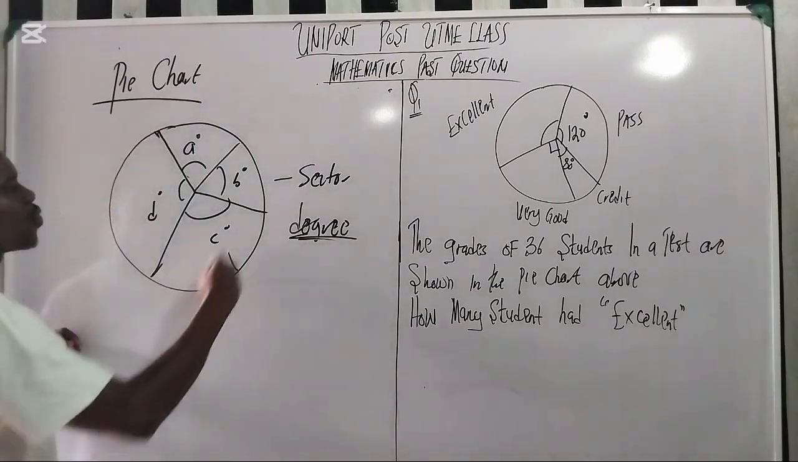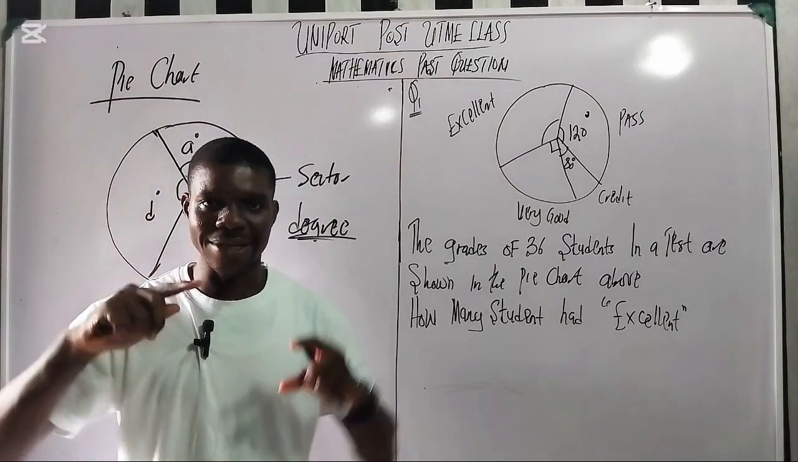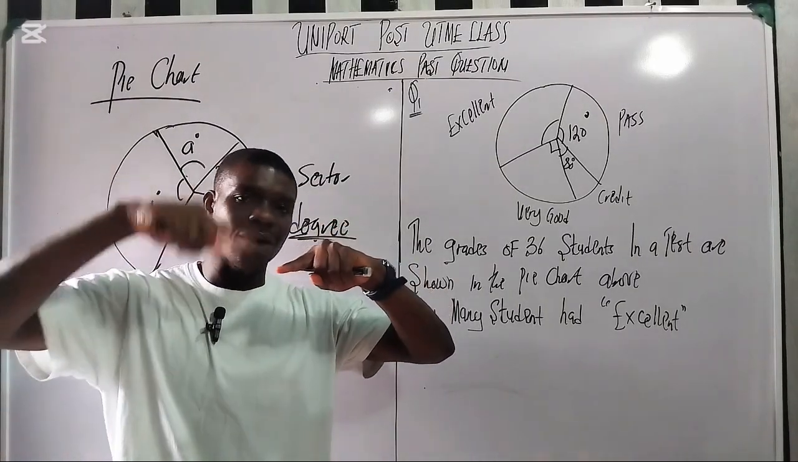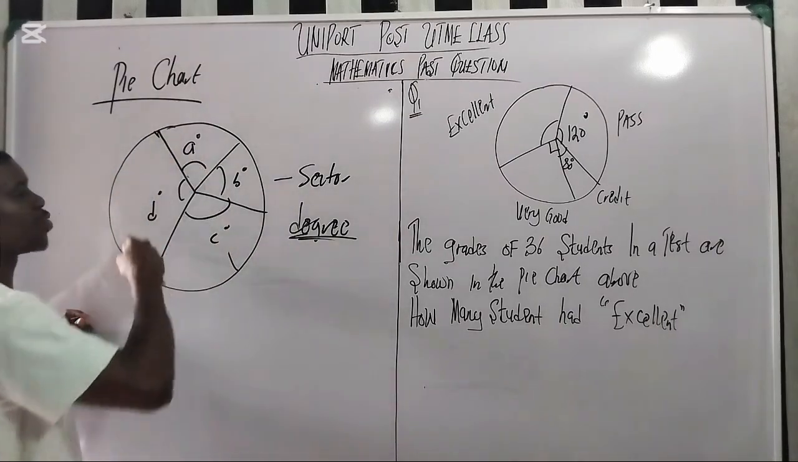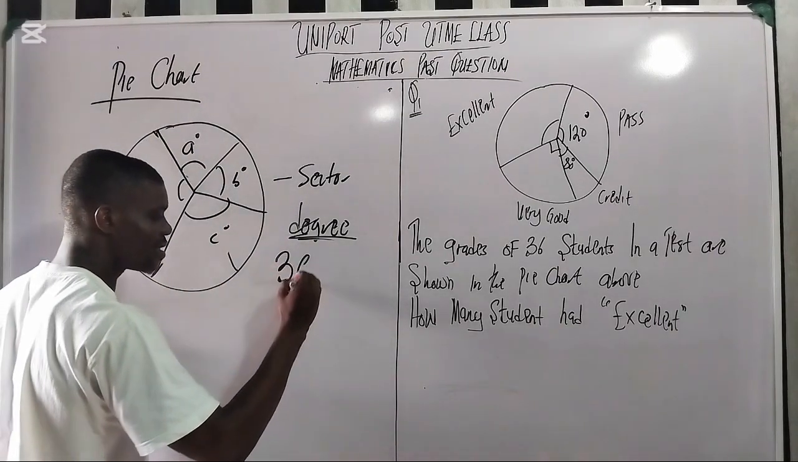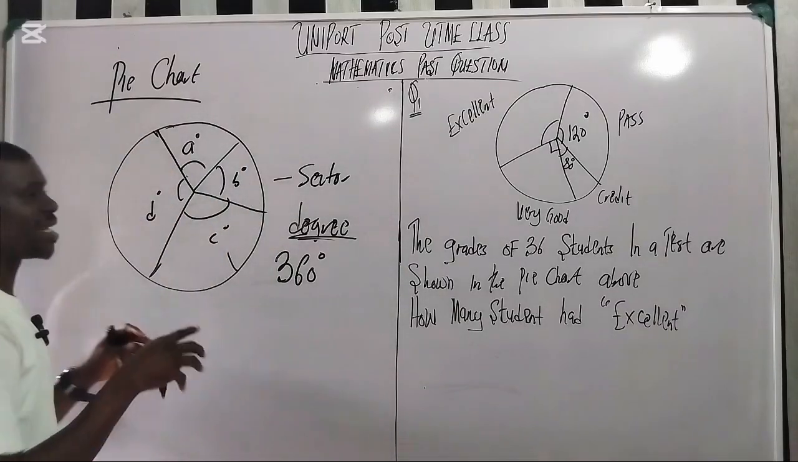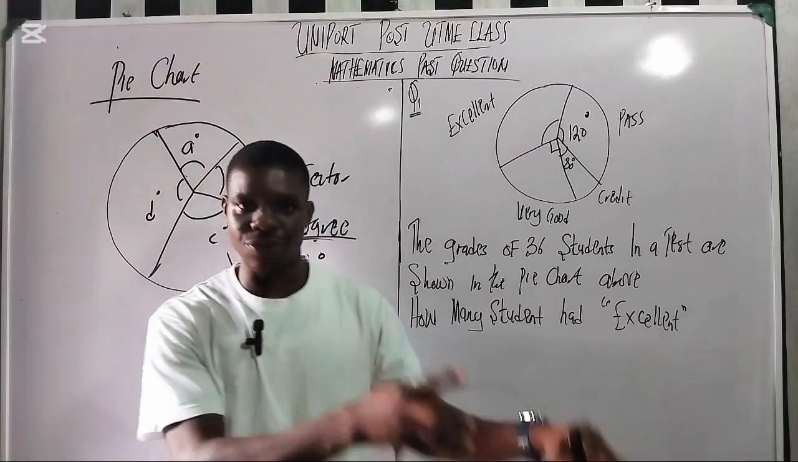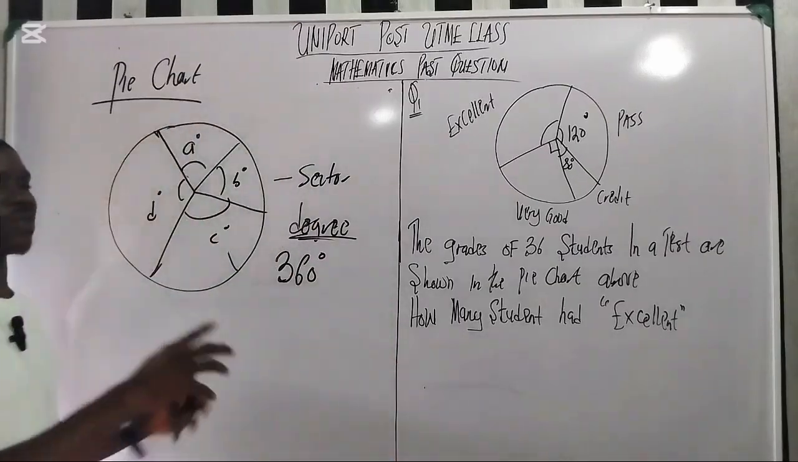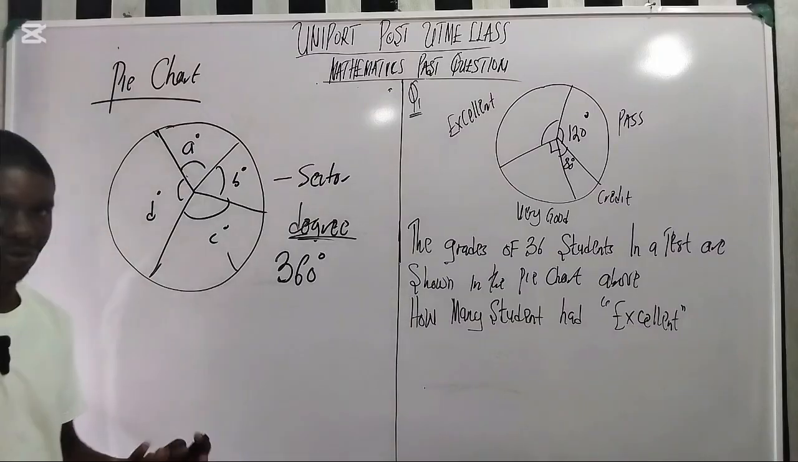The total angle, right? Remember the sum of angles in a circle, or the angle in a circle, is 360. When you sum all the angles together, it's going to be 360 degrees. So this is what you want to understand. Now the total circle represents the total quantity. If they say 100 students, then this represents the whole of the 100 students. If they say 50 students, this represents the whole of the 50 students, right?